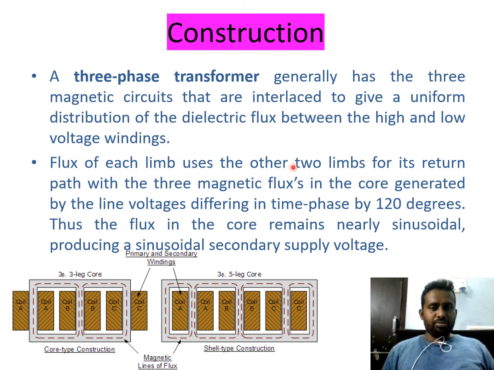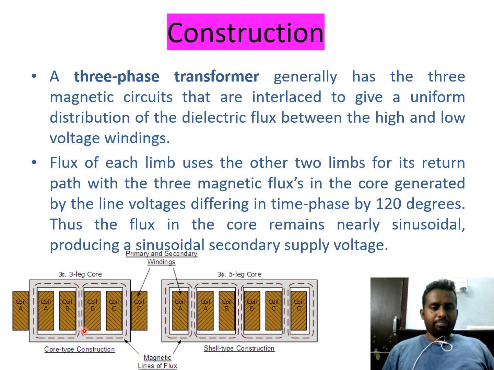Flux of each limb uses the other 2 limbs for its return path, with the 3 magnetic fluxes in the core generated by line voltages differing in time by 120 degrees. We have seen in 3 phase circuits that the total angle is 360 degrees, and 360 divided by 3 phases will give you 120 degrees. So each and every phase differs by 120 degrees. Thus the flux in the core remains nearly sinusoidal, producing a sinusoidal voltage.